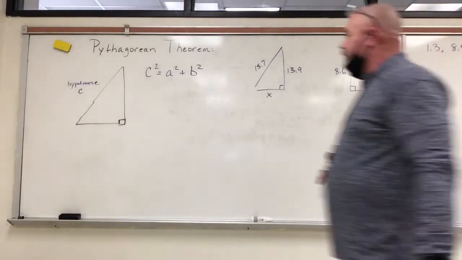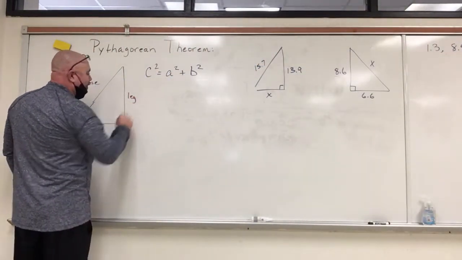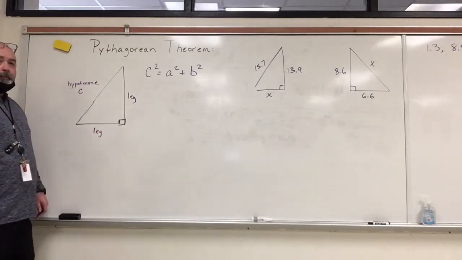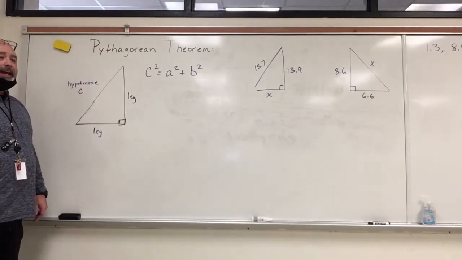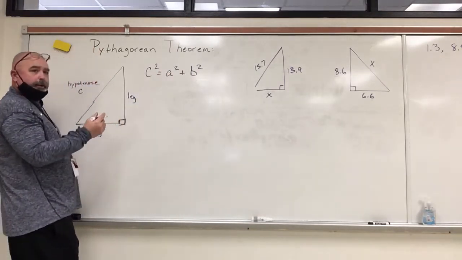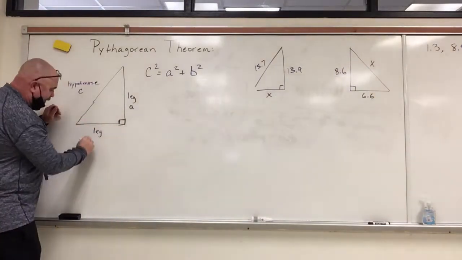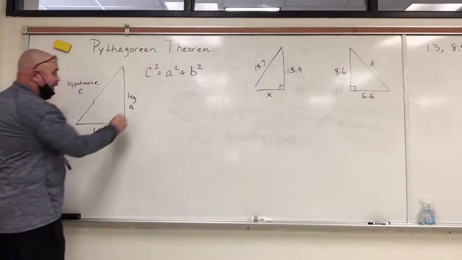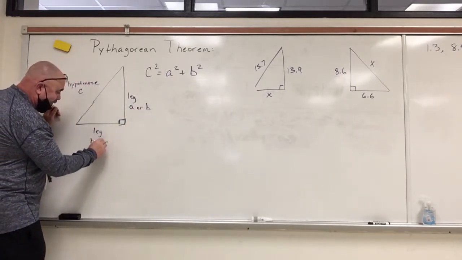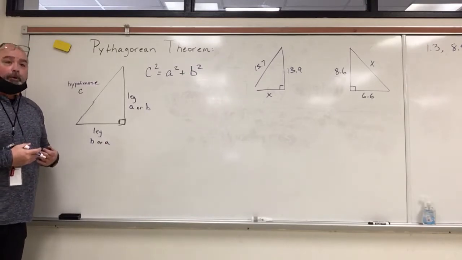The next two sides are called the legs. We have a leg here, and we have a leg here. The legs can be either a or b. What do you mean by that? Well, if I use this side as a, this side is b. If I use this side as b, then this side is a. In other words, they're interchangeable.